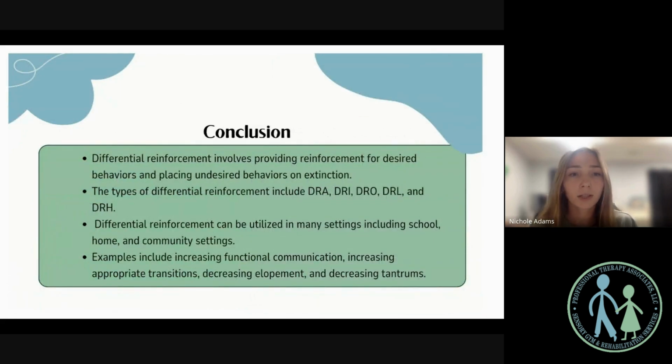So in conclusion, differential reinforcement involves providing reinforcement for desired behaviors and placing undesired behaviors on extinction. The types of differential reinforcement include DRA, DRI, DRO, DRL, and DRH. Differential reinforcement can be used in many different settings, including the school, the home setting, and the community settings. Some examples include increasing functional communication, increasing appropriate transitions, decreasing elopement, and decreasing tantrums.